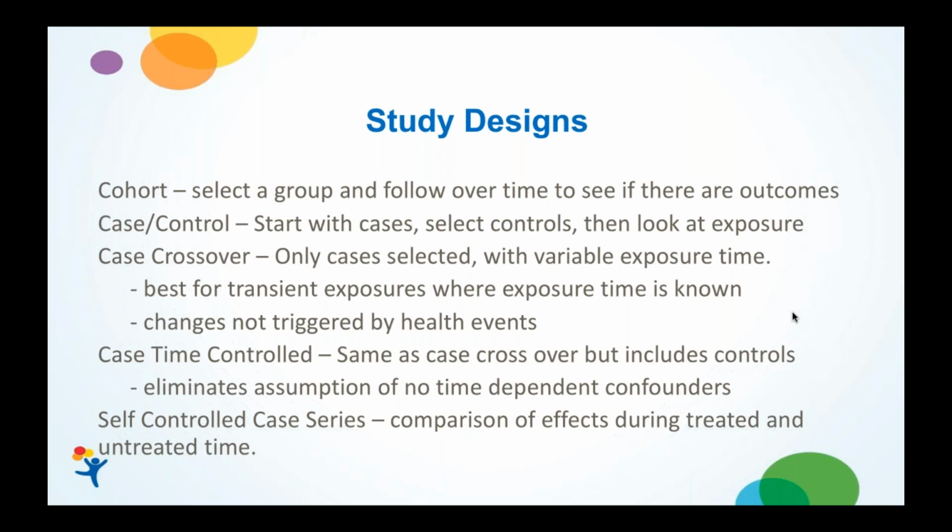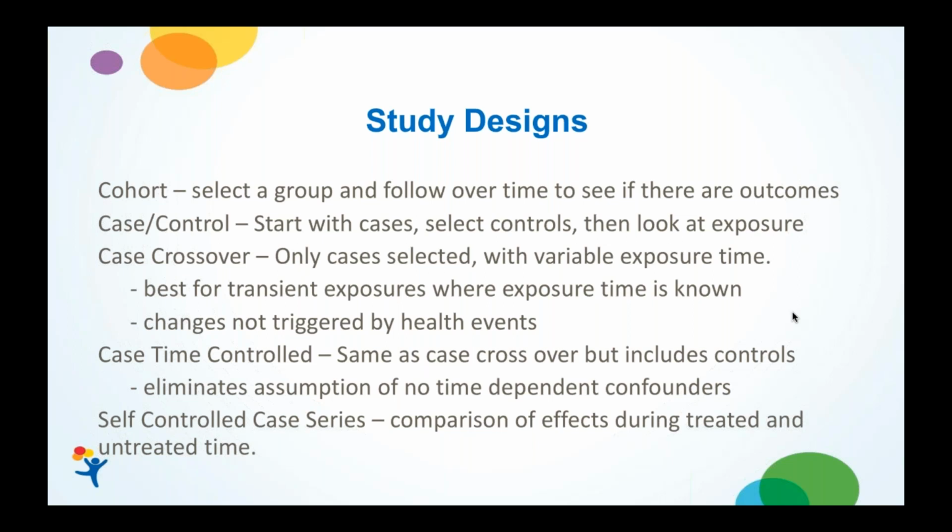Then there's the case time controlled, which is the same as the case crossover study, but it includes a control group that didn't get the exposure. What this does is it eliminates the assumption that there was nothing else happening over time beyond the thing that you are calling your exposure. So for example, in the case of COVID, let's say there wasn't suddenly a new treatment for COVID infection or a new prophylactic treatment that prevented COVID infection that only some people got. So it helps to be able to potentially statisticalize away some of those unmeasured confounders.